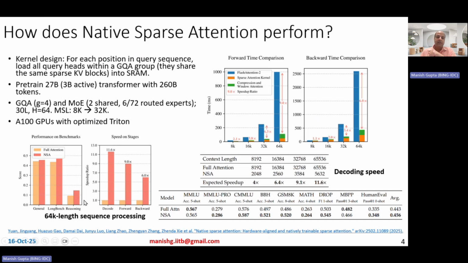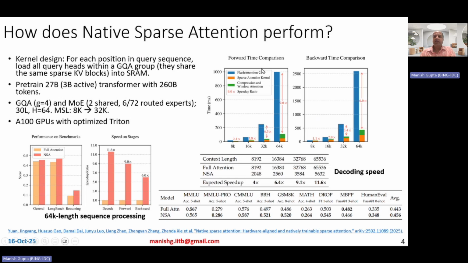Now, the more important contribution is here, where the speedup is significantly high, both at decode time, which actually matters at inference time. They have an 11.6 times speedup. But what also matters is train time, the forward and the backward propagation passes. Those passes have 9x and 6x speedups at 64K sequence lengths. Large sequence lengths obviously give you more speedup.